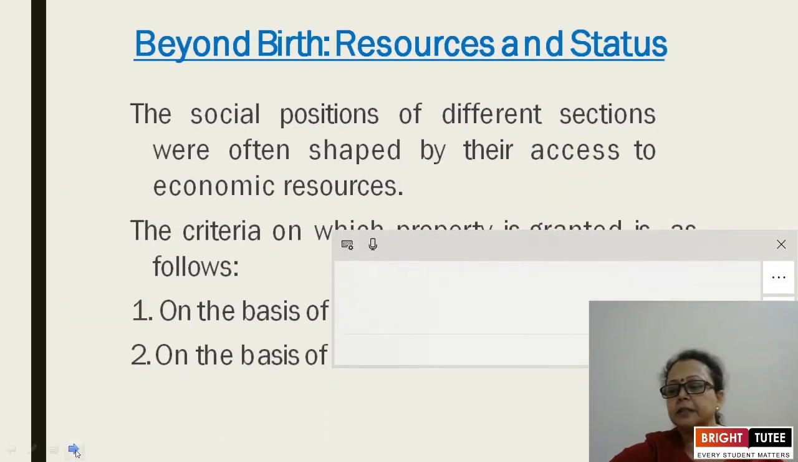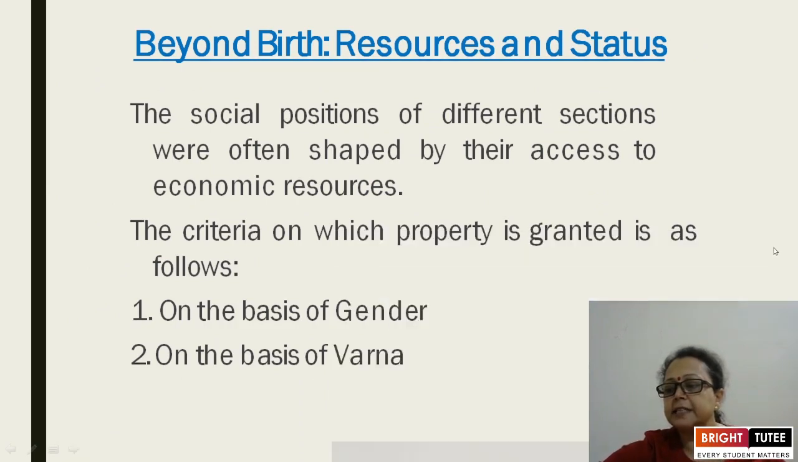Beyond birth, the social position of different sections was often shaped by their access to economic resources. Now, the social position is correlated with economic resources. The criteria on which property is granted are as follows: on the basis of gender, and on the basis of the Varna system.